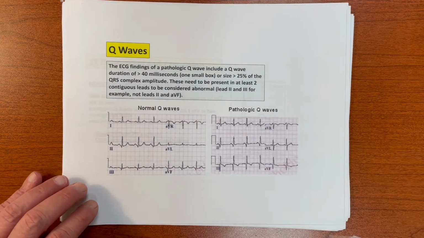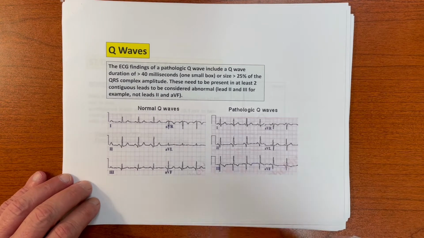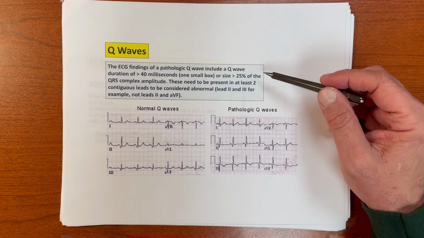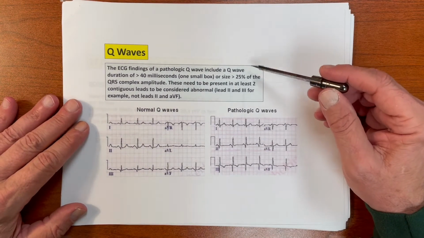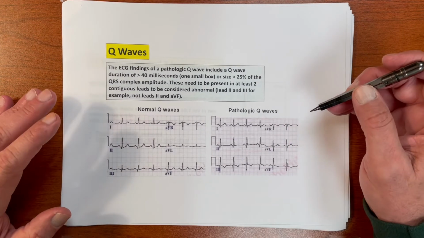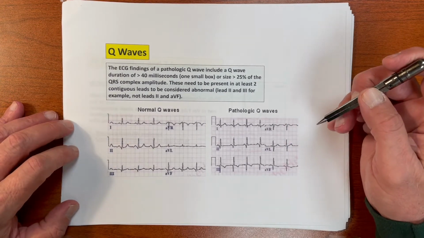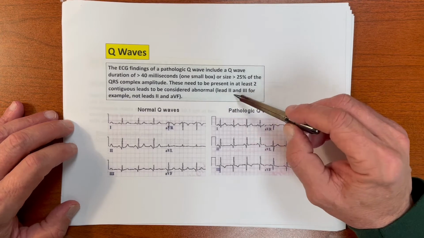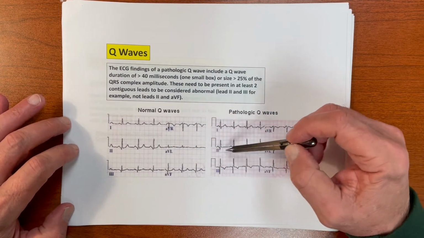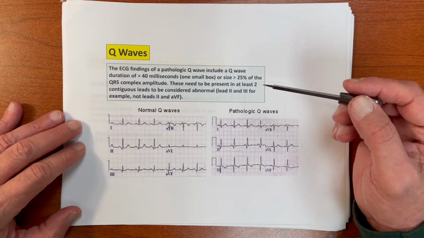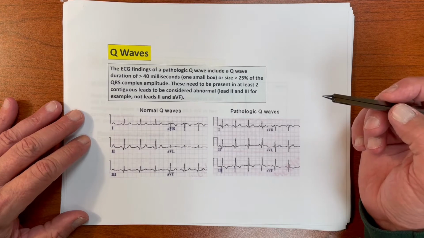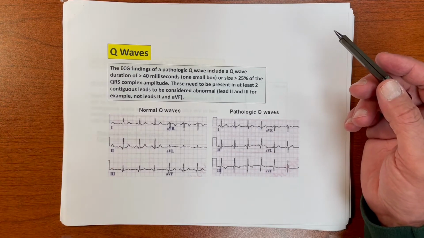Talk about Q waves. Q waves, by definition, are abnormal if they're greater than 40 milliseconds, that's one small box, or greater than 25% of the magnitude of the QRS complex, okay? And they have to be present in at least two contiguous leads. That is, two contiguous leads within an anatomic area. So I suppose we need to back up and say, what exactly do you mean by that?